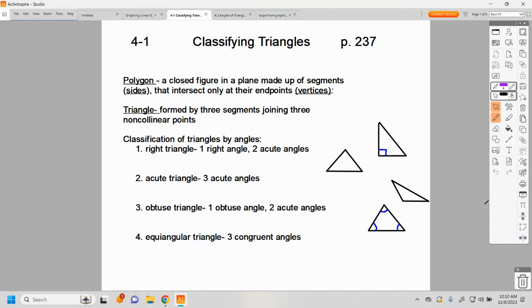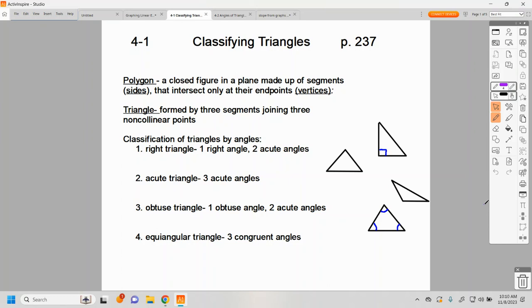So first of all, a lot of this is going to be review. Polygon, you already know what a polygon is. It's a closed figure made up by segments that intersect only at their endpoints. The reason we're covering that is because a triangle is a polygon. This whole chapter is on triangles. All right. A triangle is a three-sided polygon.